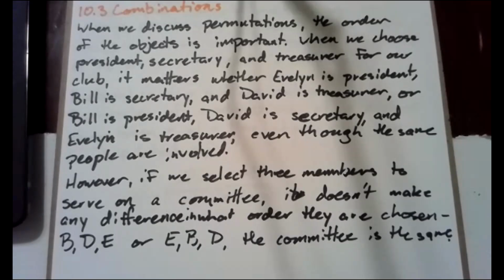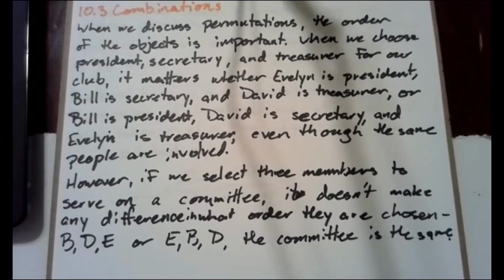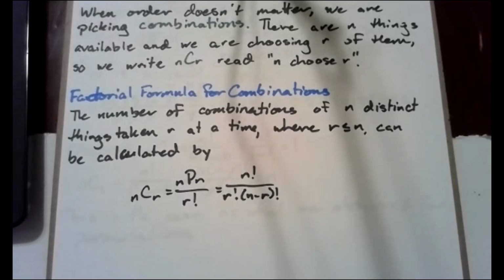However, if we select 3 members to serve on a committee, it doesn't make any difference in what order they are chosen. Bill, David, Evelyn, or Evelyn, Bill, David, the committee is the same. When order doesn't matter, we are picking combinations. There are n things available and we are choosing r of them. So we write nCr, and read it "n choose r."